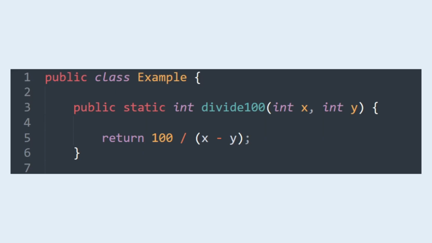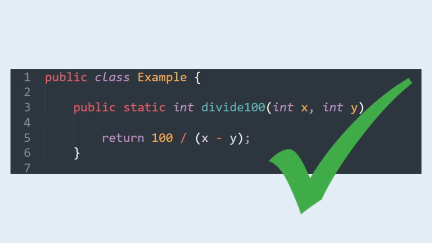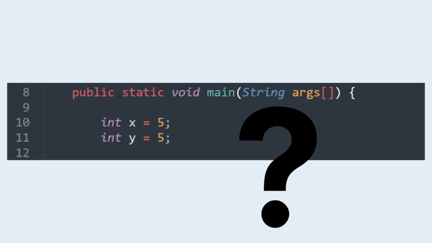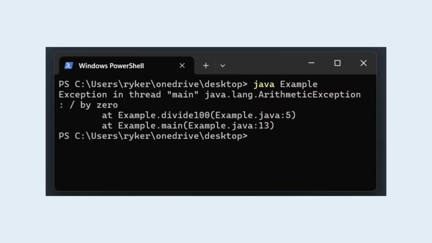An example of a runtime error would be something like this. Let's say we want our code to divide 100 by the difference of two values, x and y. We would set it up like this. This math works, meaning there is no logic error. But what if x and y were set to the same value? We would be dividing 100 by 0, something mathematically impossible. So the program would terminate and give us this runtime error.